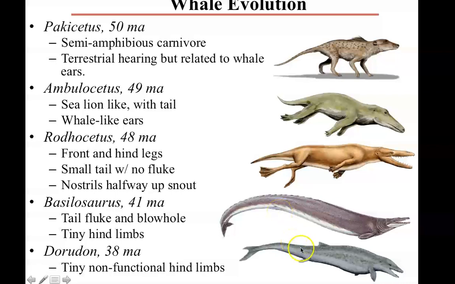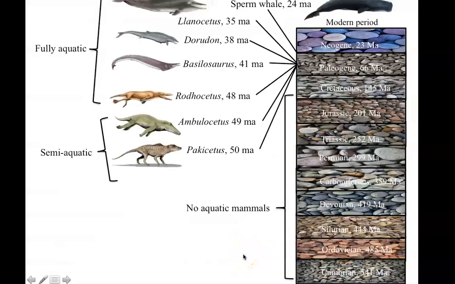And then Dorudon, about 38 million years ago, has tiny hind limbs, which are flippers, but they're starting to disappear. It's got flippers in the front. It's got a blowhole. It's got a fluke. All right, if you line them all up, they're showing up here starting around 50 million years, going up to about 35 million years, or 24 million years, we get all these different species of whales showing up.